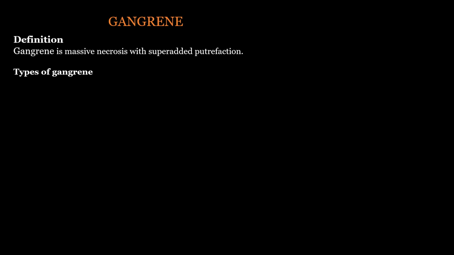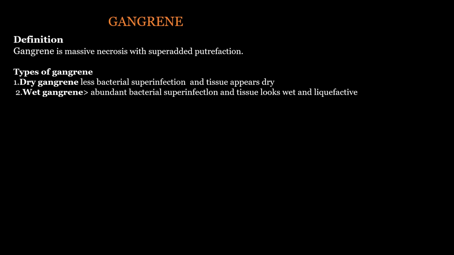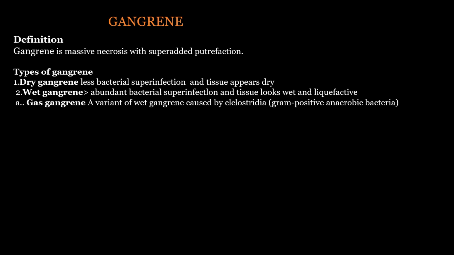There are different types of gangrene. The main types we are going to talk about are dry gangrene and wet gangrene. And we also have what we call gas gangrene. But gas gangrene is a variant of wet gangrene. So the two main types are dry gangrene and wet gangrene, and gas gangrene is a variant of wet gangrene. So what is dry gangrene? Dry gangrene is a type of gangrene where we have less bacterial superinfection and the tissue appears to be dry, as the name implies.